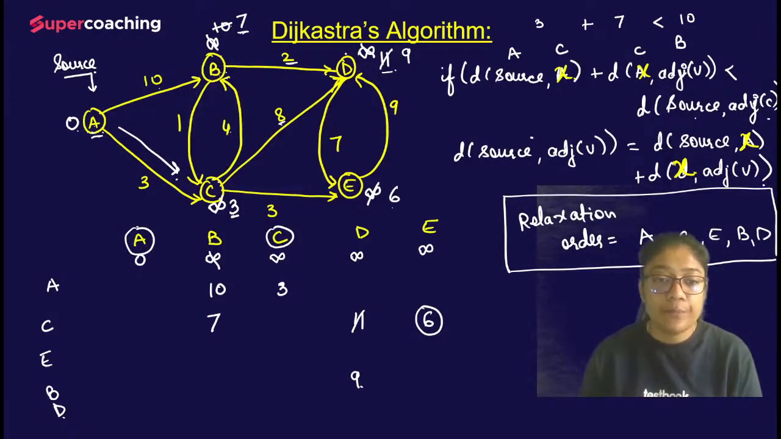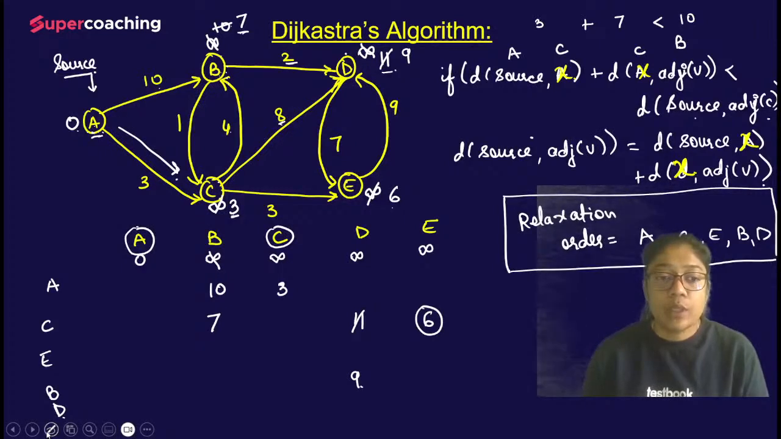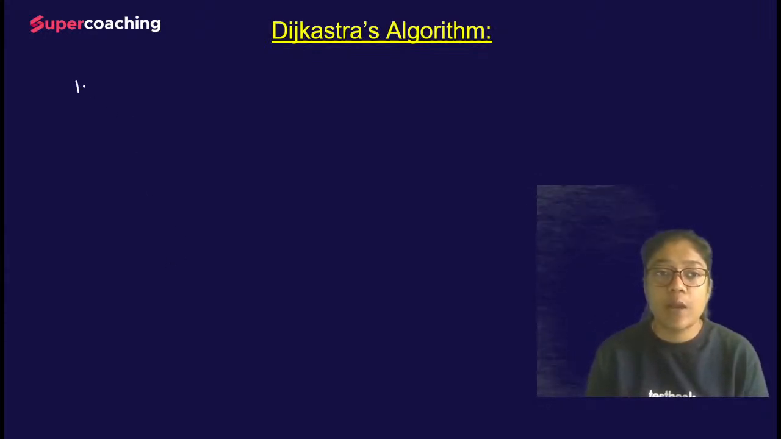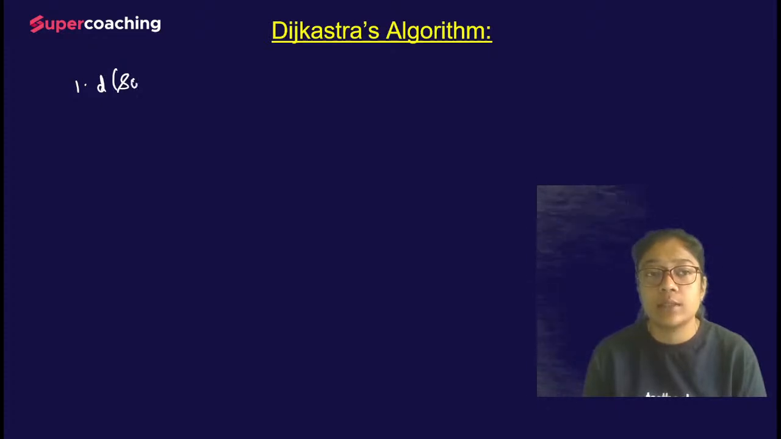Guys, is this clear? So this is the working of Dijkstra's algorithm. Let's identify what should be the complexity. So in step 1, what we are doing is we are marking the distance to source vertex to 0 and to all the vertices distance.